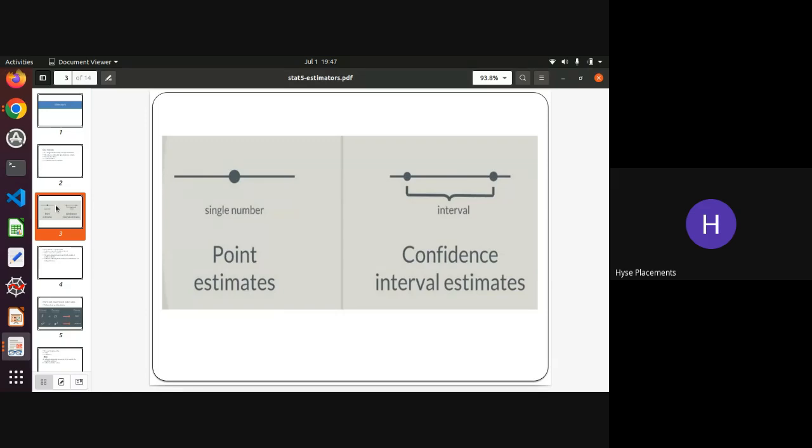And confidence interval estimates, as you can clearly see, it's an interval. So we assume that if you do the confidence interval for that entire population mean, then the value lies between 475 to 550, for example.